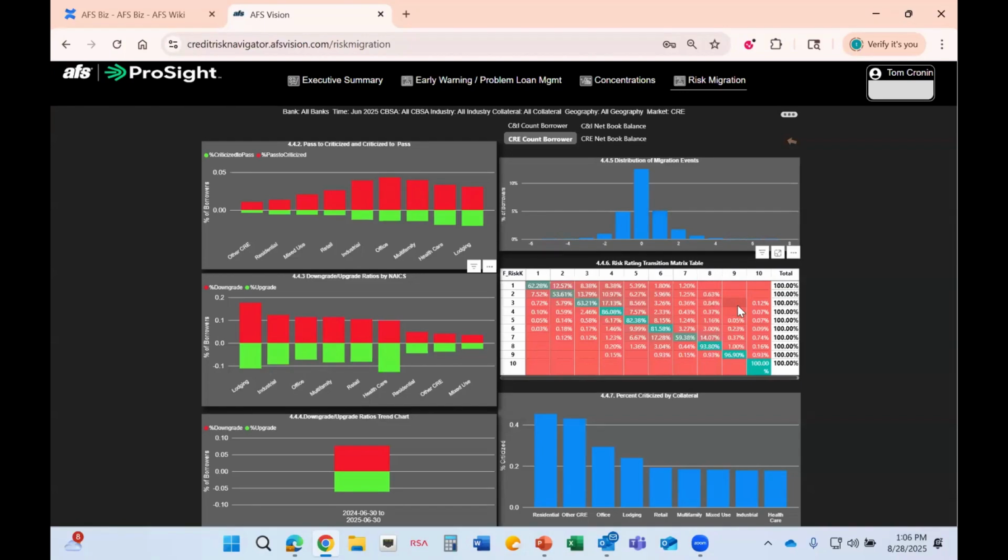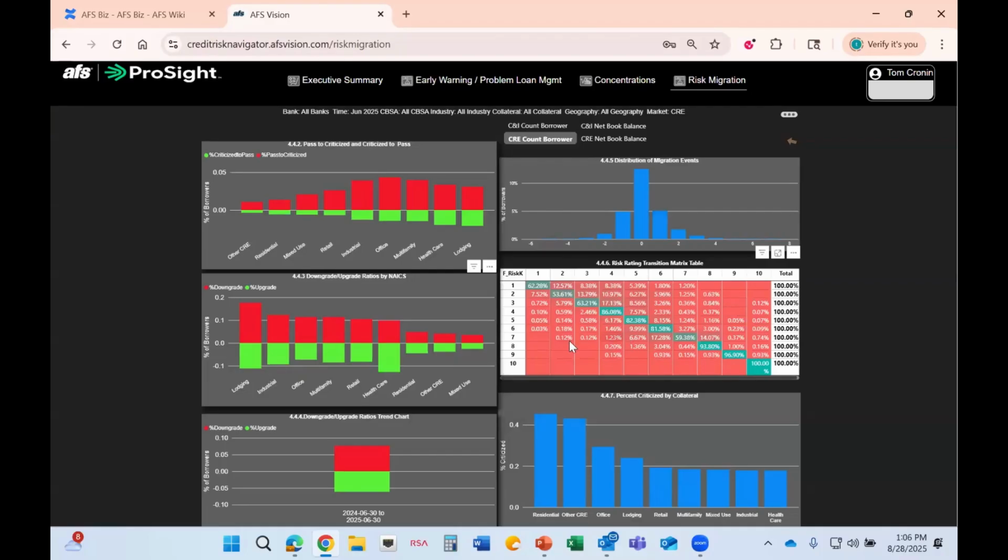The next chart, actually the matrix, this is what we call a risk migration transition matrix table. Let me explain what's here and how to read this. Going down the far left column and then across the top are the risk ratings 1 through 10. The downward column is the risk rating as of June 2024. The row, the 1 through 10 across the top, is the risk rating as of June 2025.